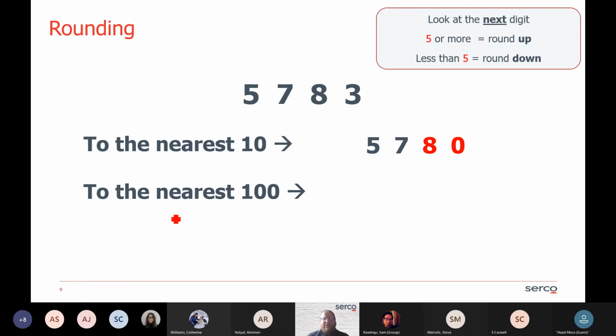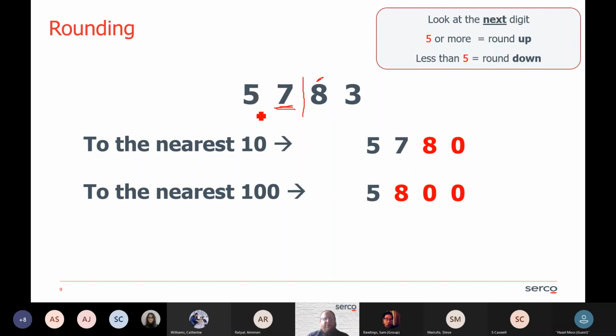Now, if we want to round to the nearest 100, well, 7 is our hundreds figure. So we'll draw a line there so we know where we're looking, and we're looking at the figure after it, which is the 8. And if we look at our rule top right, it says if it's 5 or more, we round up. Well, 8 is more than 5. So we're going to round this 7 figure up to the next 100, which would make our figure 5,800.